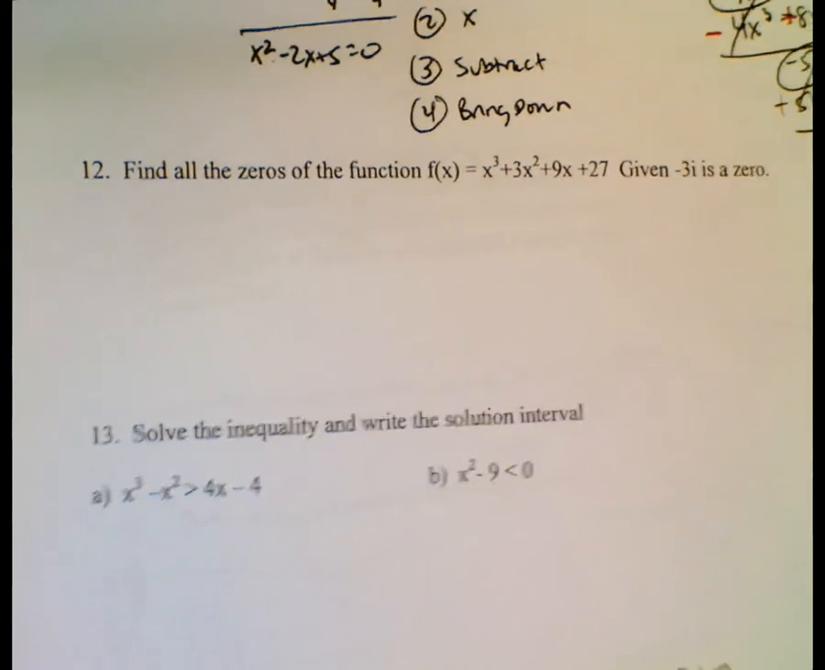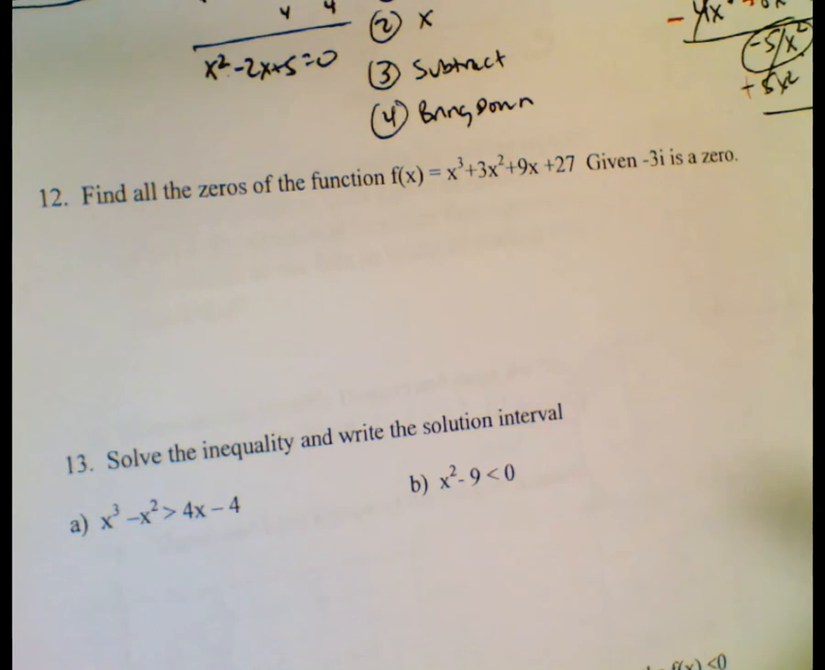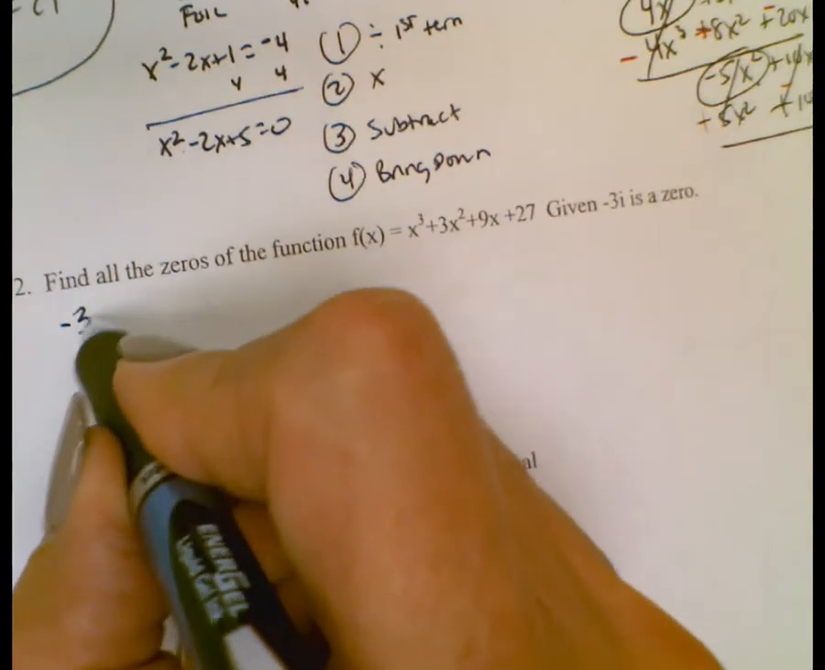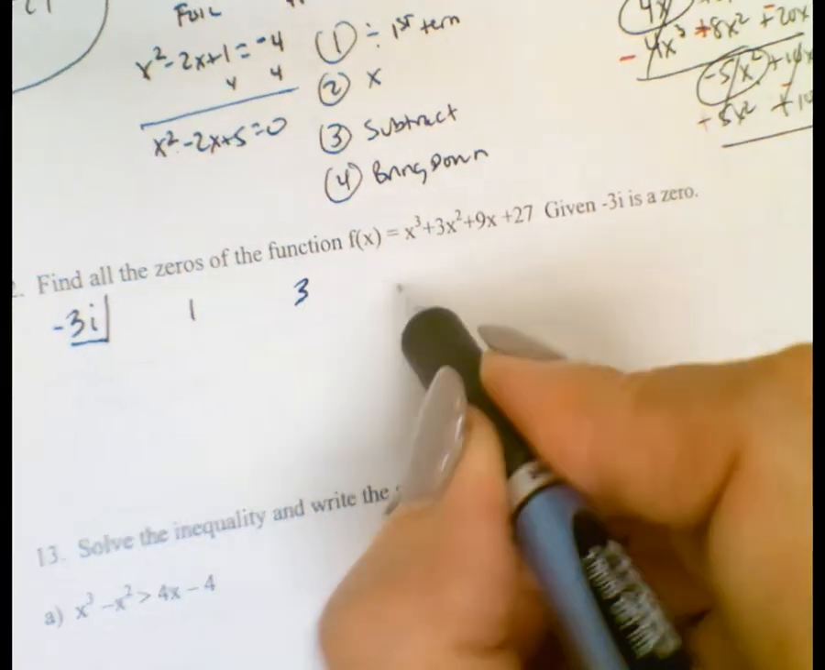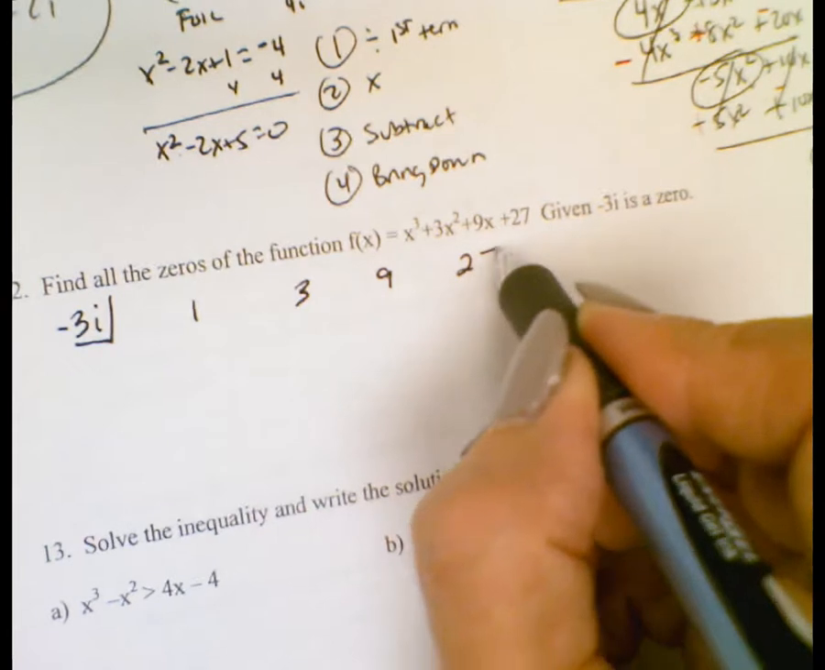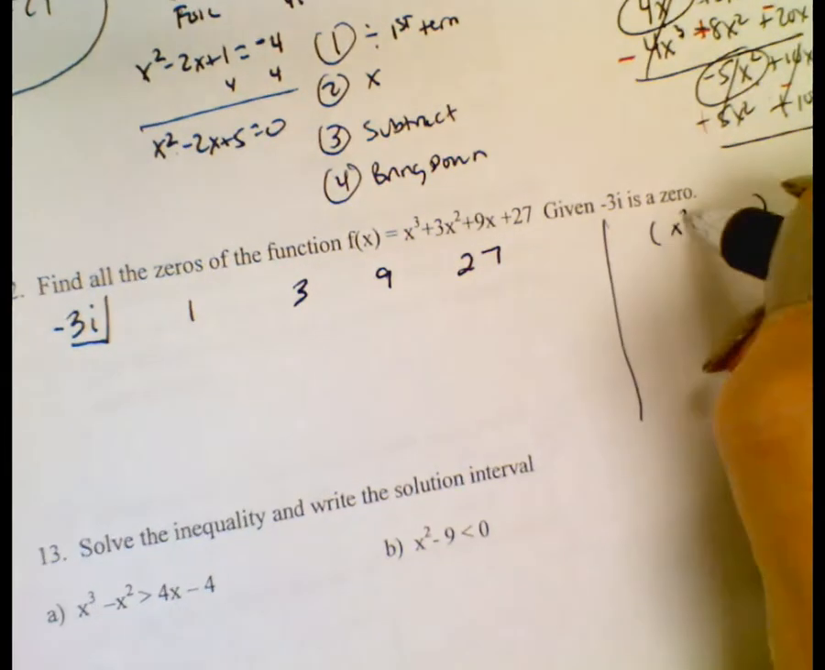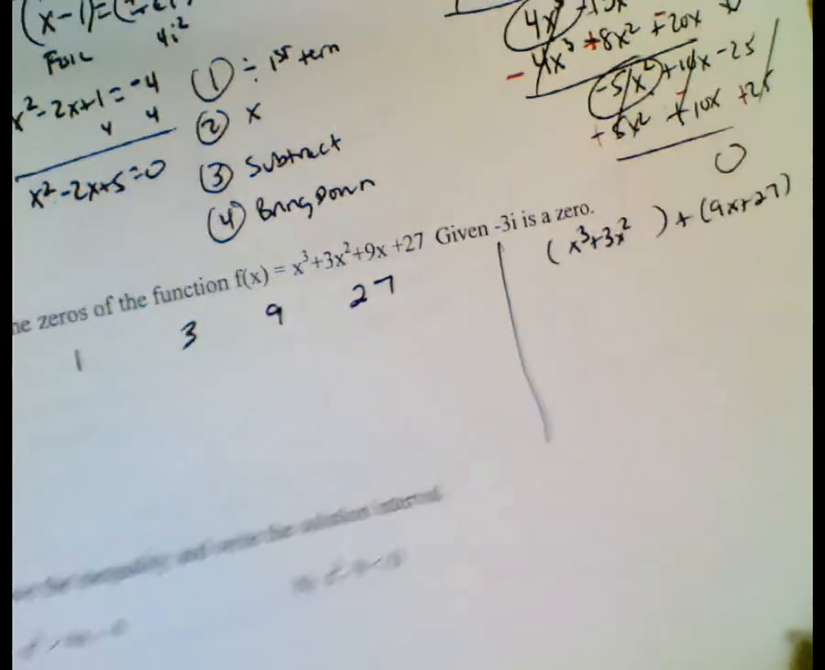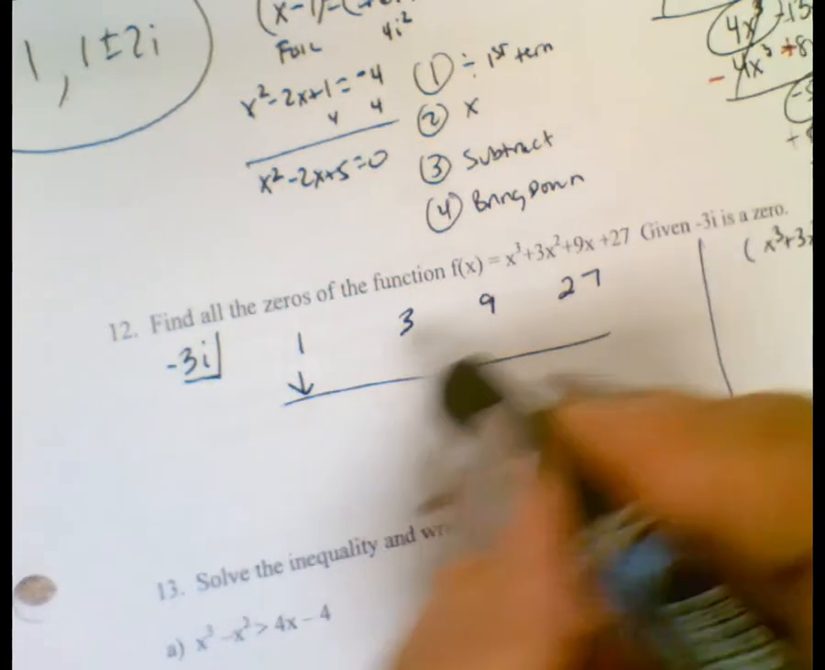So 12. Find all the zeros of this one. This one we're going to do with synthetic division. So we're going to take negative 3i and we're going to plug it into this synthetically. 1, 3, 9, and 27. If you don't want to do synthetic division, you can factor this by grouping. They're both going to work. So you can factor by grouping or synthetic division. I just love synthetic division, so I'm doing synthetic division.